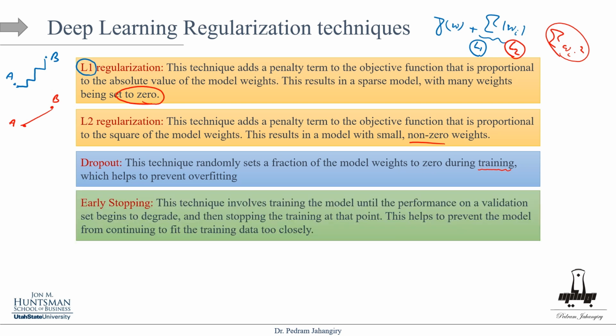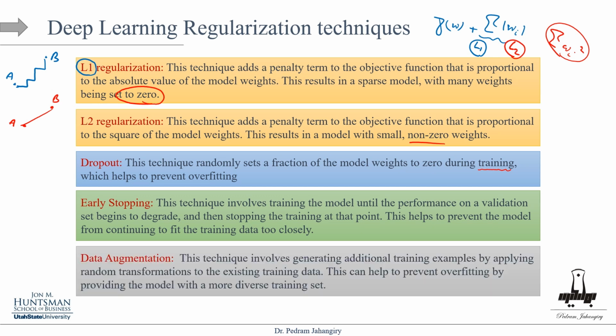The next technique is called early stopping. This is probably the one that makes the most sense. You can naturally think of it this way. It's a technique that involves training the model until the performance on the validation set begins to degrade. Again, there's a slide for this one, so I'm going to talk about it in detail later on. We continue training the model, and as soon as the performance of the model on the validation set is degrading, we stop, right? This helps to prevent the model from becoming too complex, right? From fitting the training data too closely.